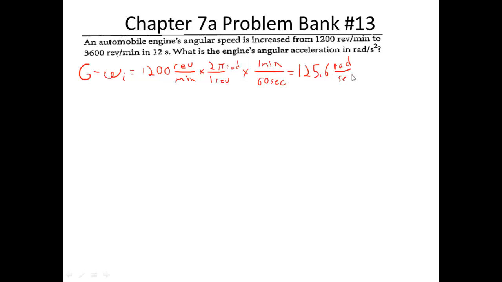We are also given omega final is equal to 3,600 revolutions per minute. We'll do the same process here: 2 pi radians for 1 revolution times 1 minute per 60 seconds. 7,200, that's 120 times pi.